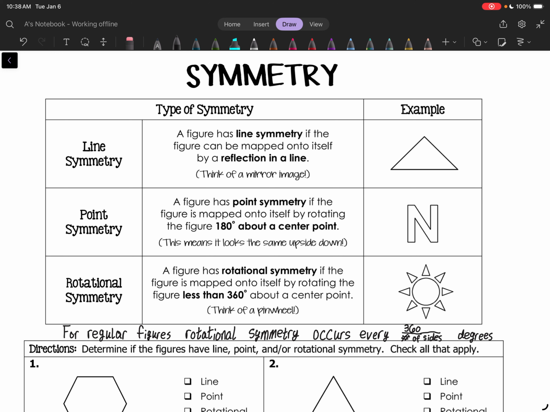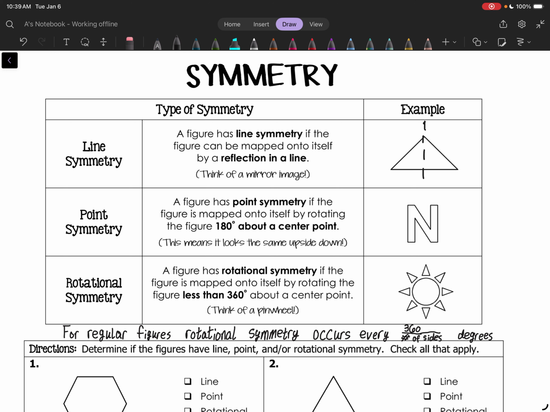Line symmetry means you can fold the figure onto itself. So imagine you have this triangle on a piece of paper. How could you fold it so that there's no overlapping parts? You could fold it right down the middle and it would perfectly mirror itself.